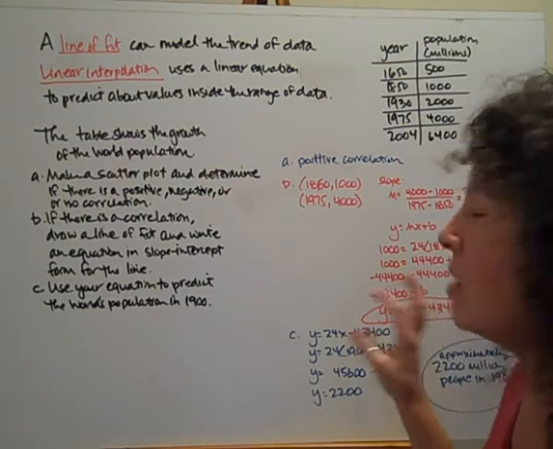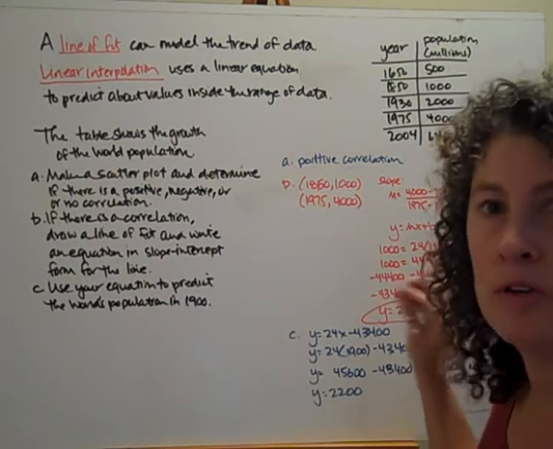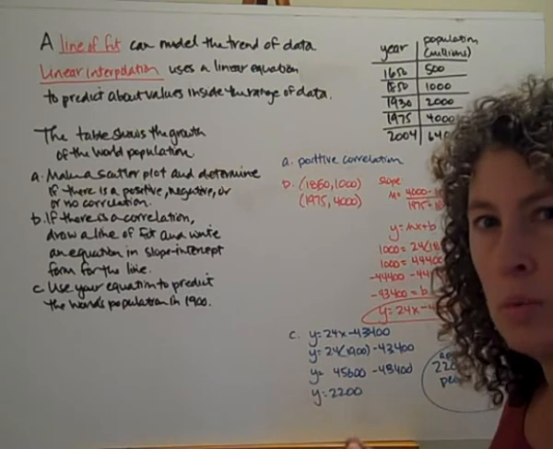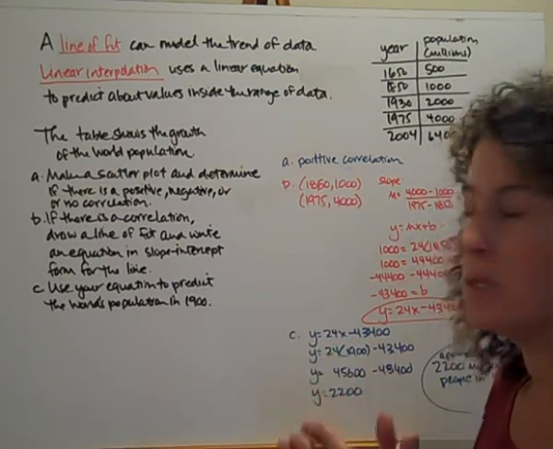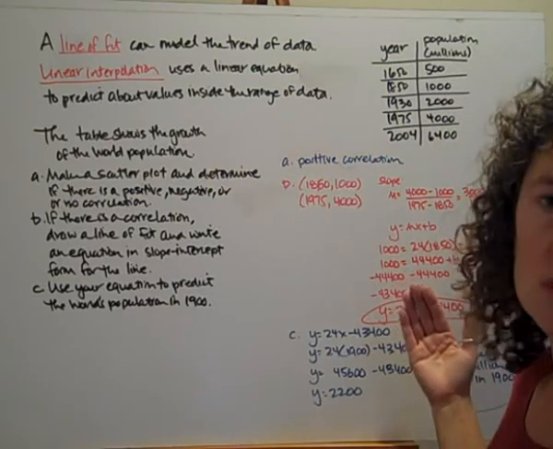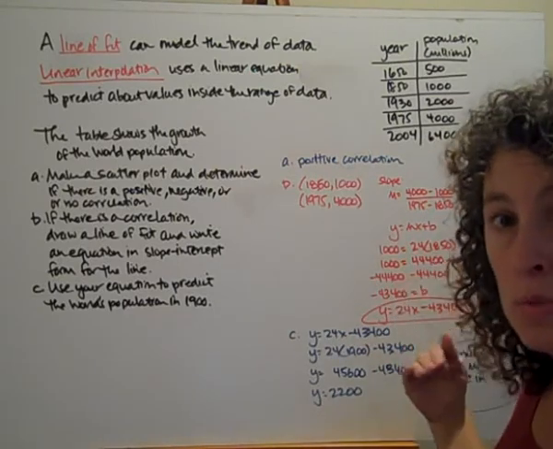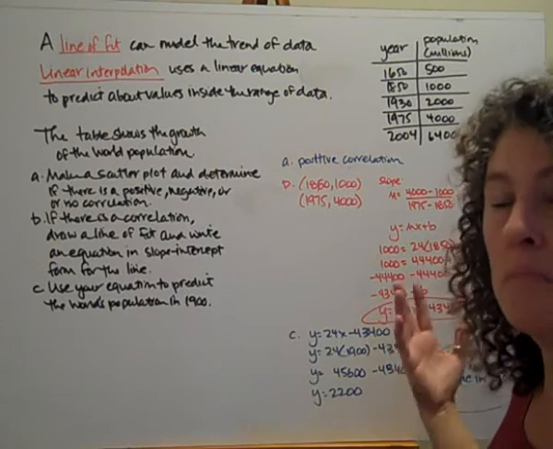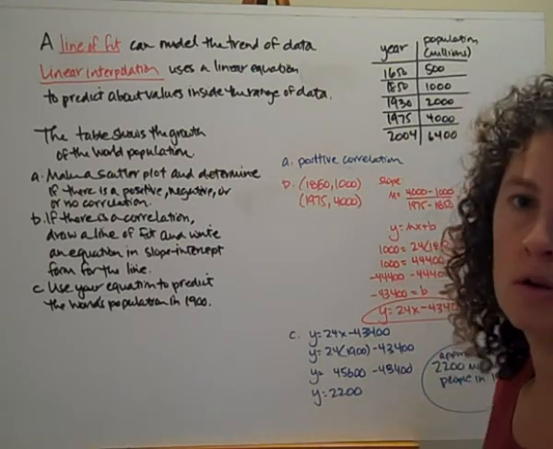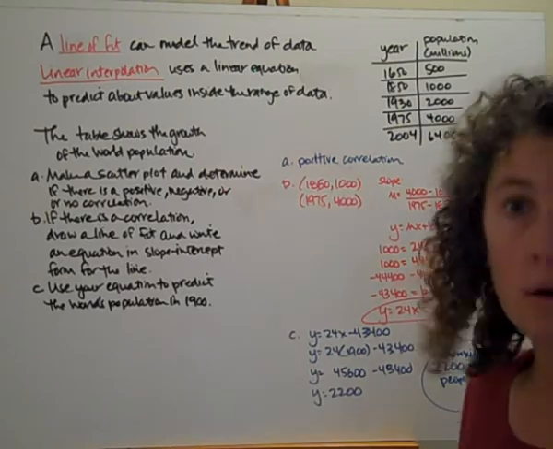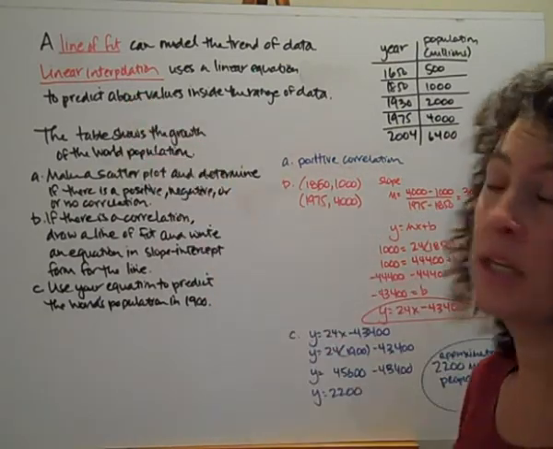When you make these on your own, don't worry about whether it's perfect or not. It should work with what your graph is showing you. It should give you an estimate that seems to make sense, even if your equation is different from someone else's. Okay, so you should be able to look at your estimate and go, yeah, that makes sense, even if your equation itself doesn't necessarily look the same as someone else's. All right, lines of best fit and using linear interpolation.